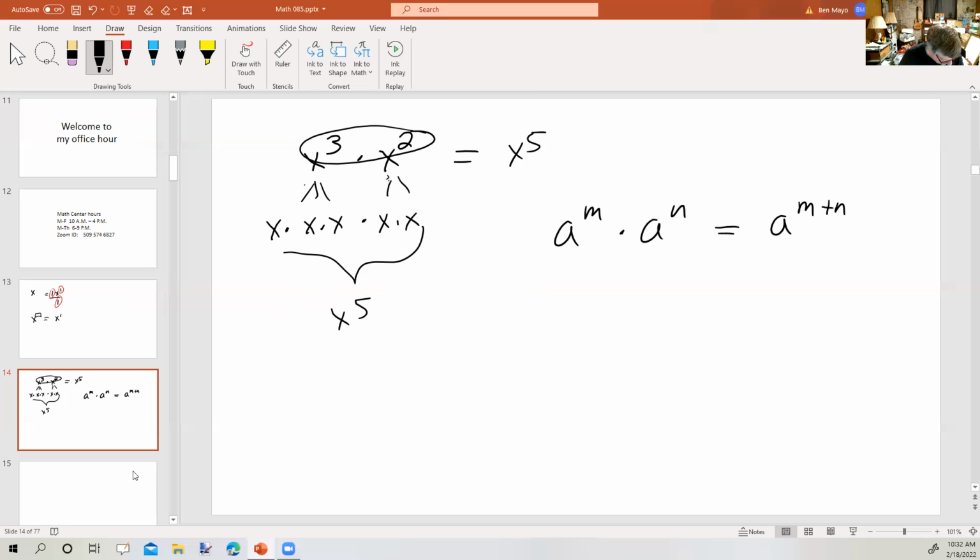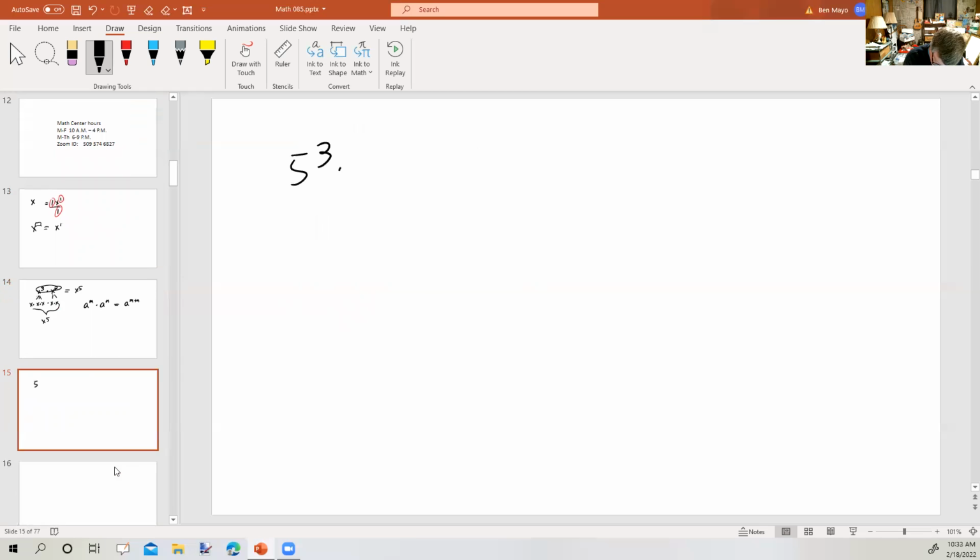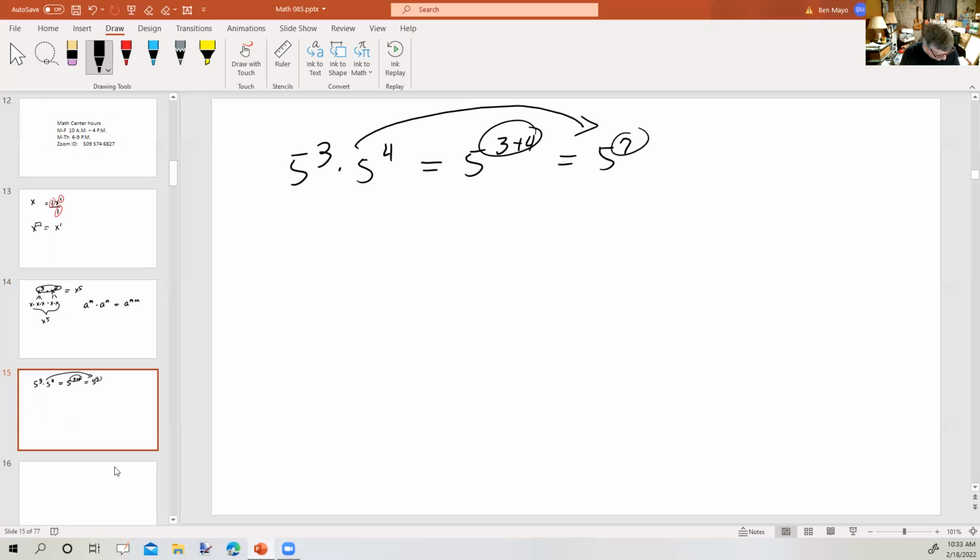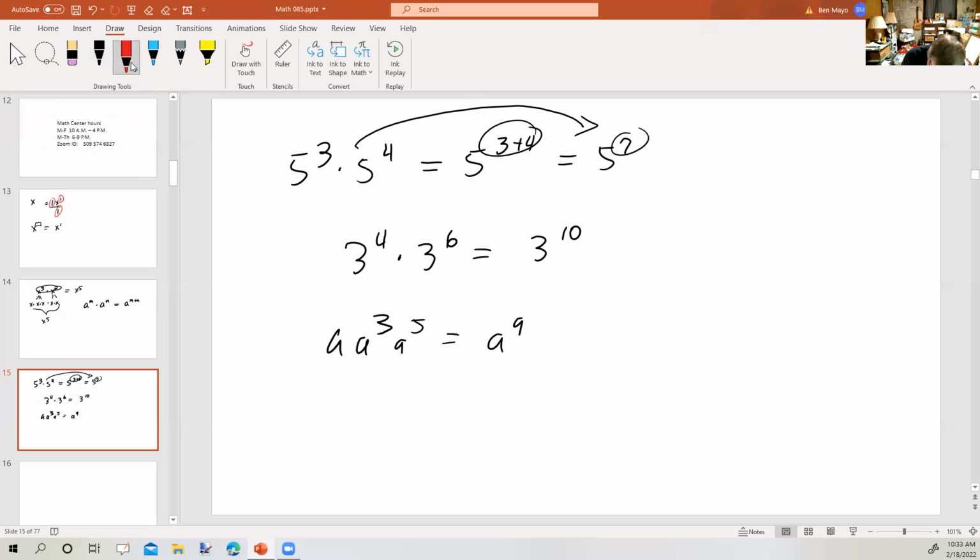Let's look at some more examples of that. If we have 5 to the 3rd power times 5 to the 4th power, that's 5 to the 3 plus 4, or 5 to the 7th power. And you can go straight there. I'm just showing where the 7 came from. If you have 3 to the 4th power times 3 to the 6th power, that's 3 to the 10th power. If you have a times a cubed times a to the 5th, that's a to the 9th power. Where did I get the 9? There's an implied 1 on just the plain a. So we've got 1 plus 3 is 4 plus 5 is 9.